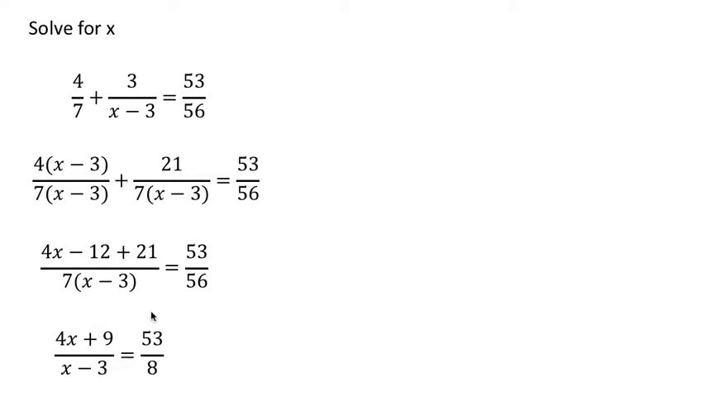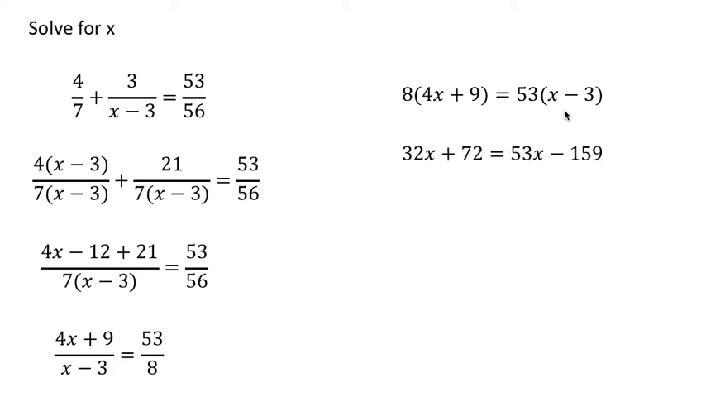Now we've got two fractions, so we're going to do cross multiplying. The 8 goes up there, and the x minus 3 goes up here, which is what we've got. Expand the brackets, get all the x's on one side, all the numbers on the other side, and then divide. The answer is x equals 11. So we're making common denominators, getting two fractions that are equal, cross multiplying, and doing some simple algebra to get our answer.